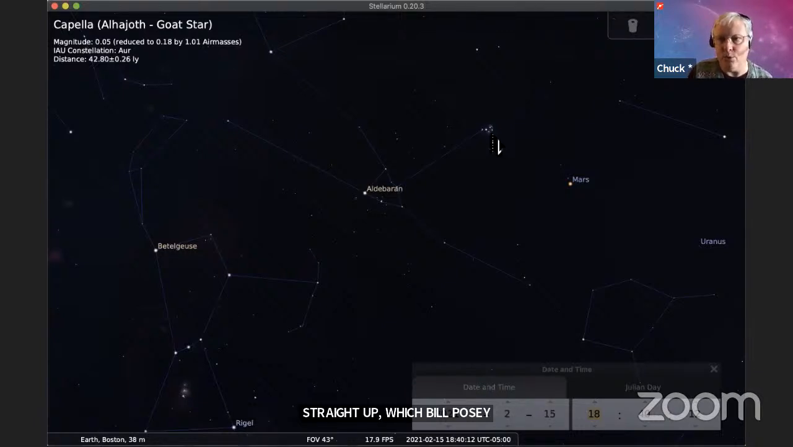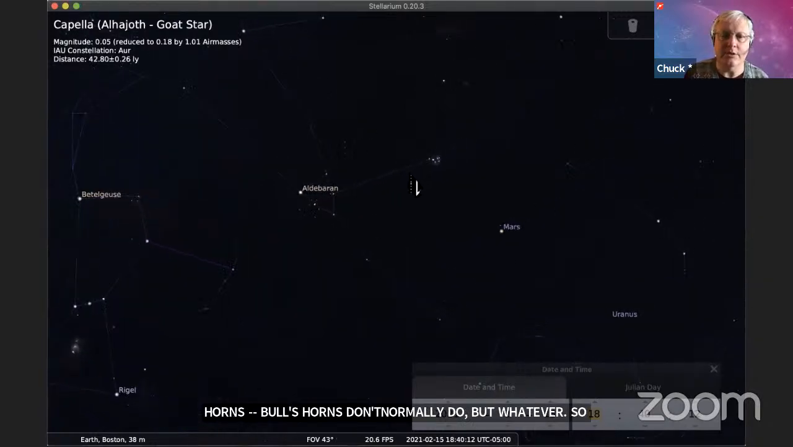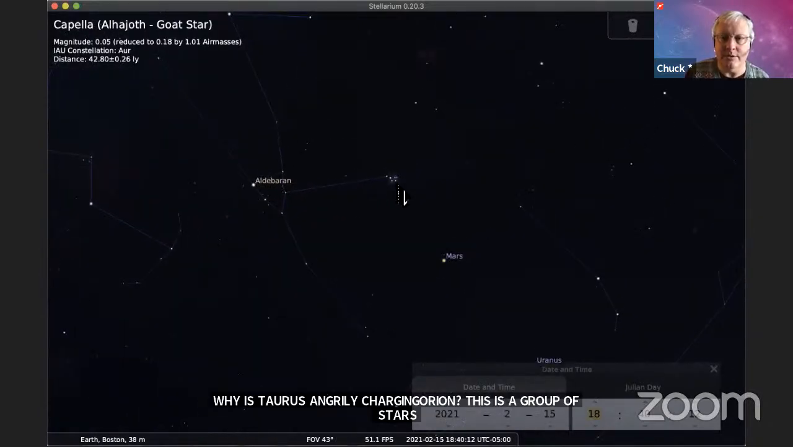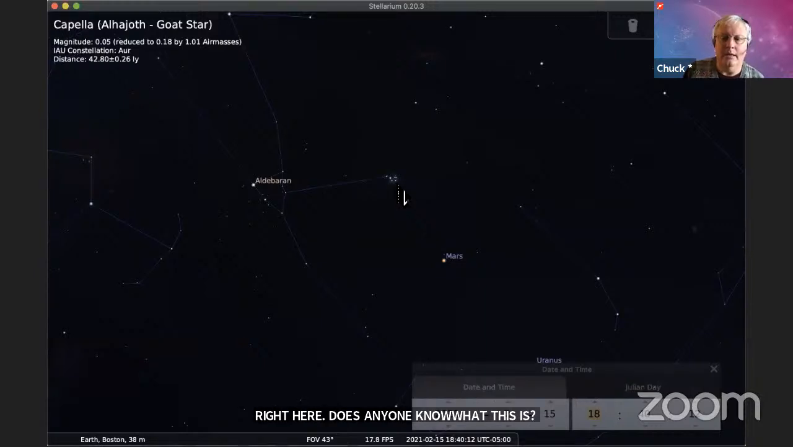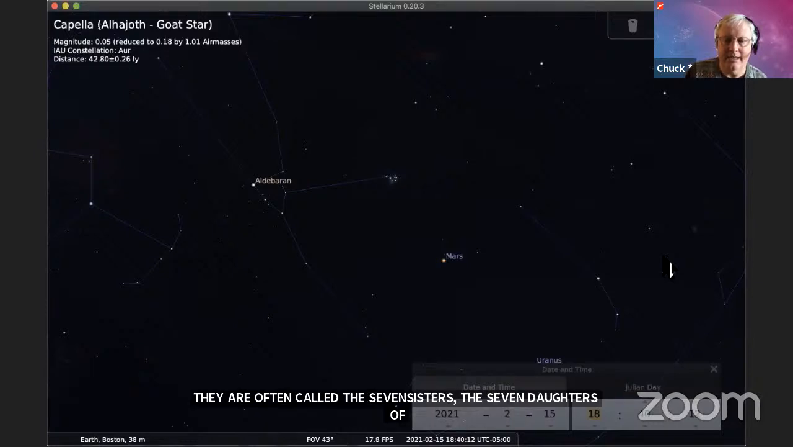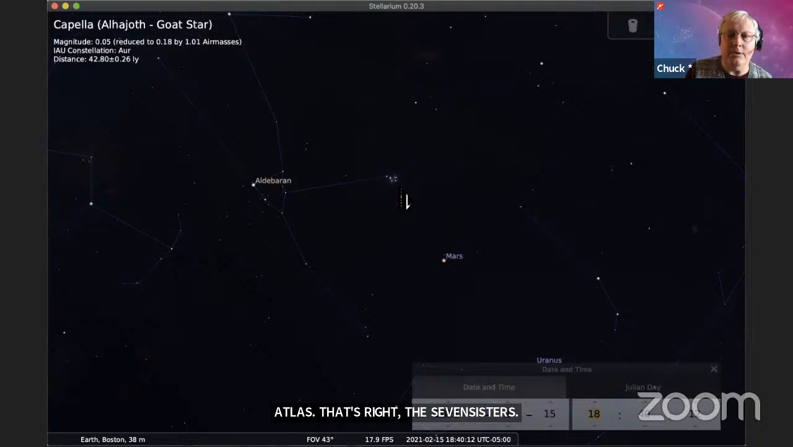Somebody may know the Greek name for that particular group of stars, often called the Seven Sisters or the Seven Daughters of Atlas. That's right, the Seven Sisters, also known as, and Regina came up with it, Pleiades. And this is the little star group about 400 light years away from the Earth, about an average for star distances. Now, stars are much farther away.